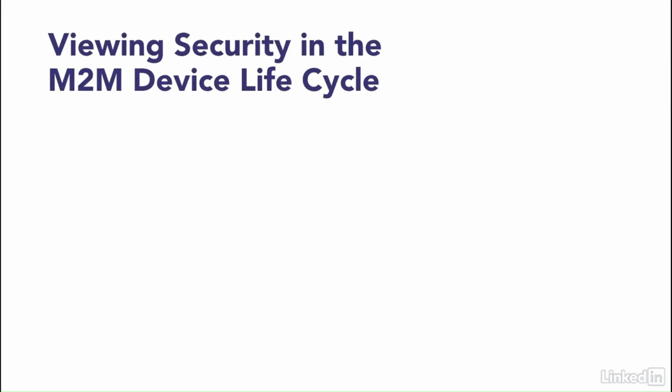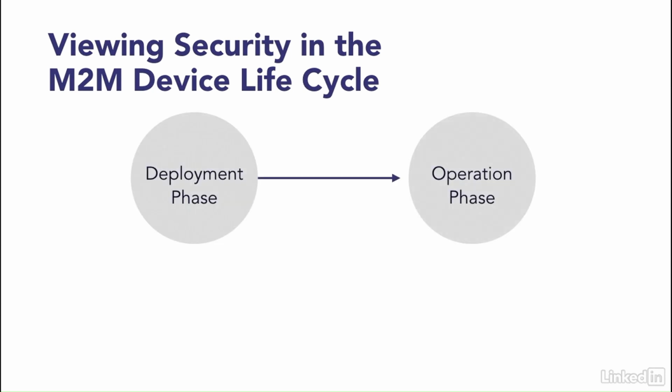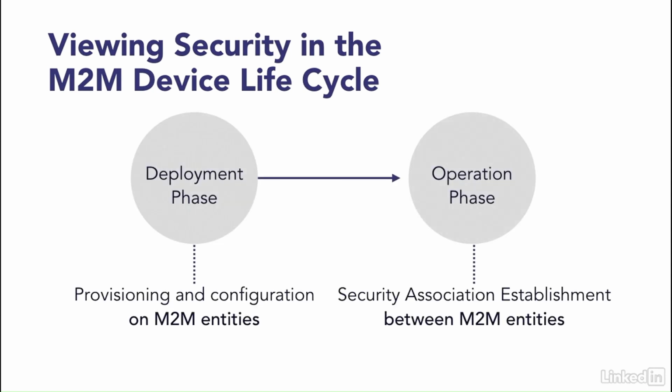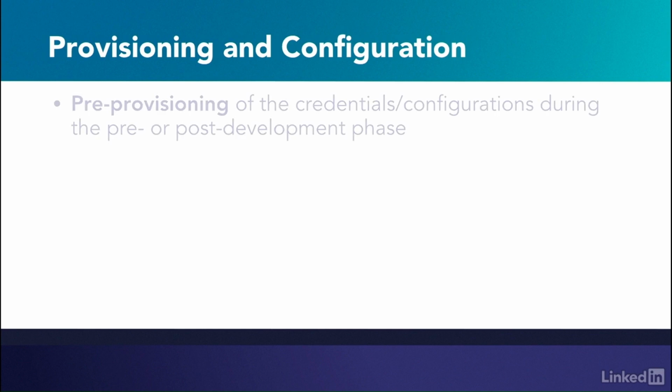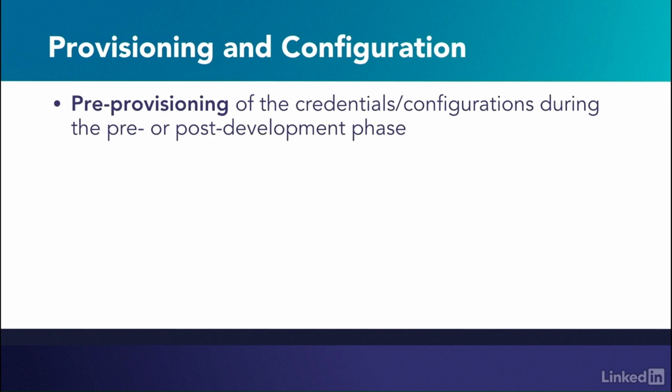To see how these work in action, let's take a look at each of these services from the 2 phases of the device lifecycle, where the provisioning and configuration need to be done in the deployment phase, and the security association establishment needs to be done in the operation phase. An M2M device needs provisioning and configuration from pre- and post-provisioning procedures. Pre-provisioning, for example, can be hard-coded credentials done during manufacturing or product development phase.